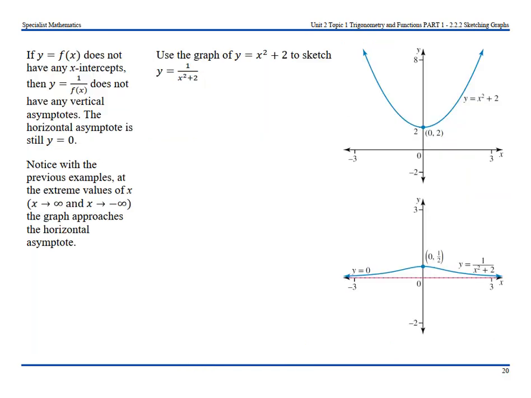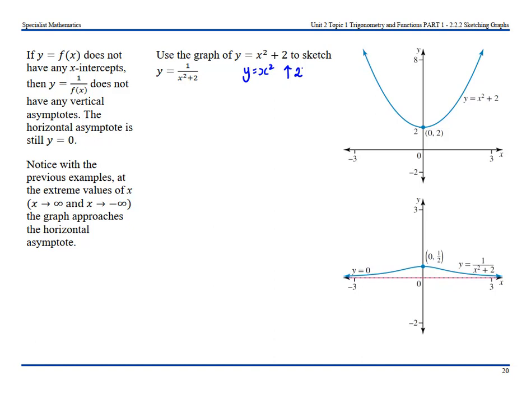This one's more for an example. If y of x doesn't have any x intercepts. So you can see this parabola here, y equals x squared plus 2. That's y equals x squared moved up 2, which is why it doesn't have any x intercepts. So that means we're not going to have any vertical asymptotes of our reciprocal function. We'll still have that horizontal asymptote.